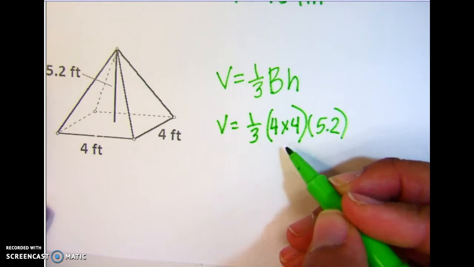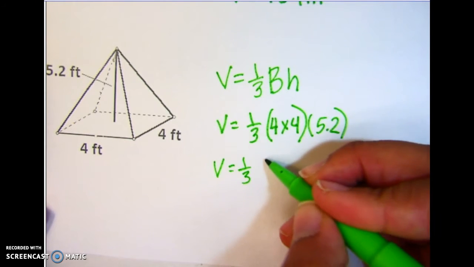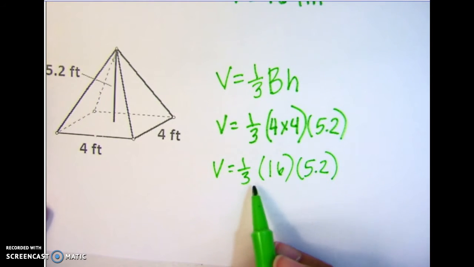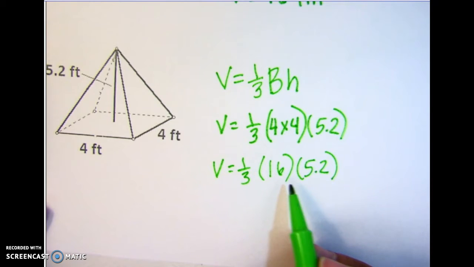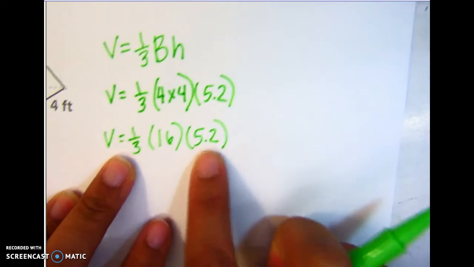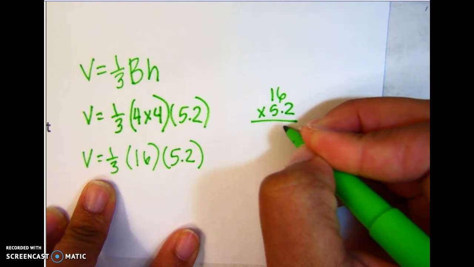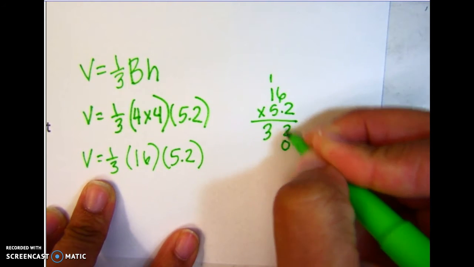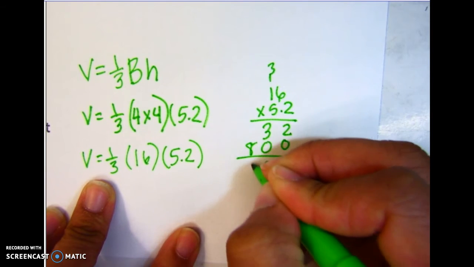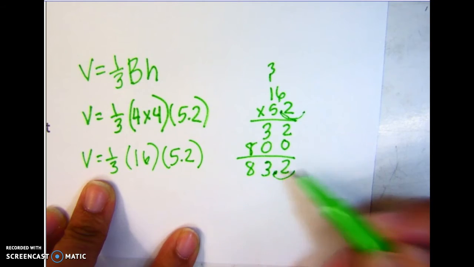So I'm going to do the area of the base. 1/3, the area of the base, 4 times 4 is 16, times 5.2. I can't easily get 1/3 of 16, like it doesn't go in evenly, so I might as well just multiply these first and then divide by 3. 12, carry the 1, 3. 30, carry the 3, 8. Where does that decimal go? I have 1 decimal place in, so I'm going to come 1 decimal place here.